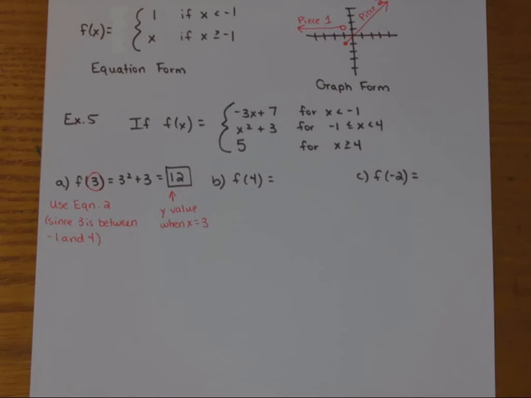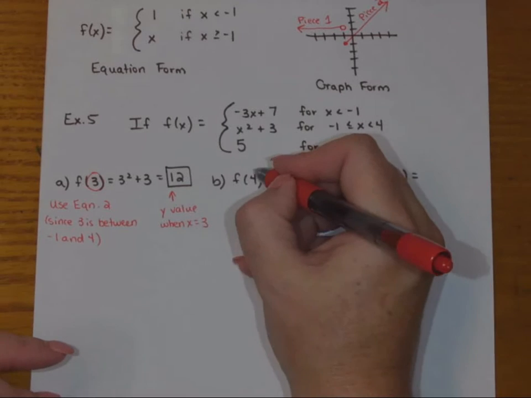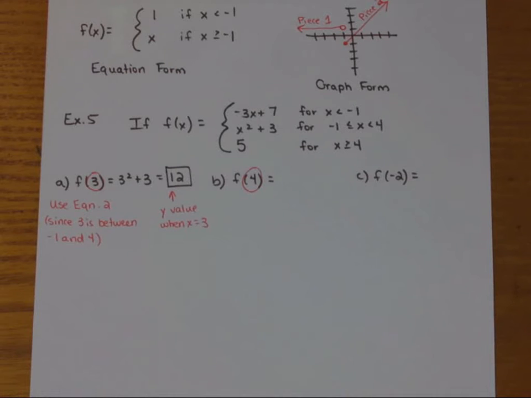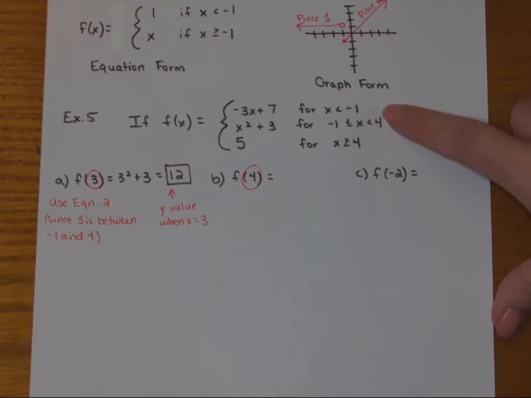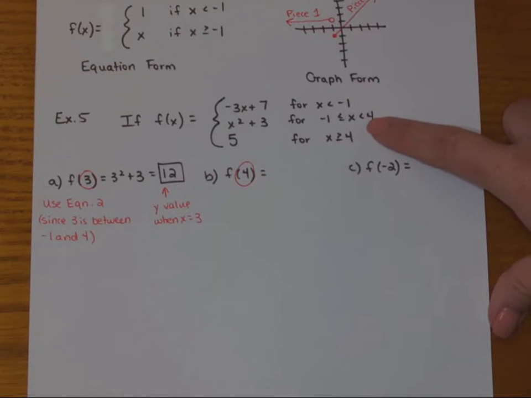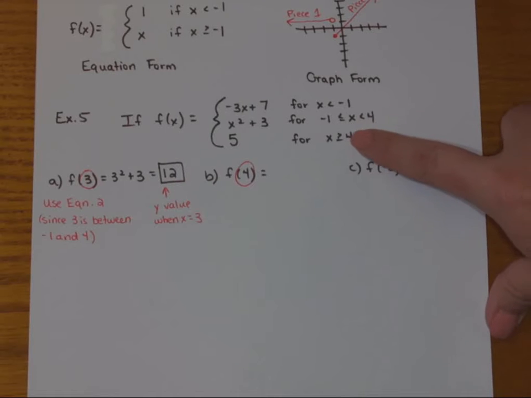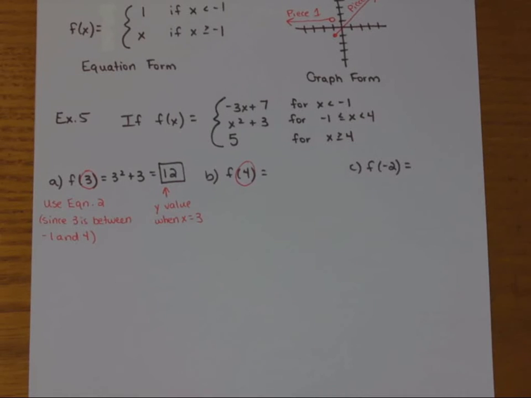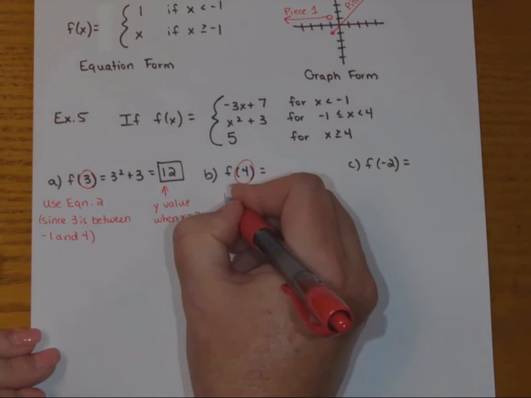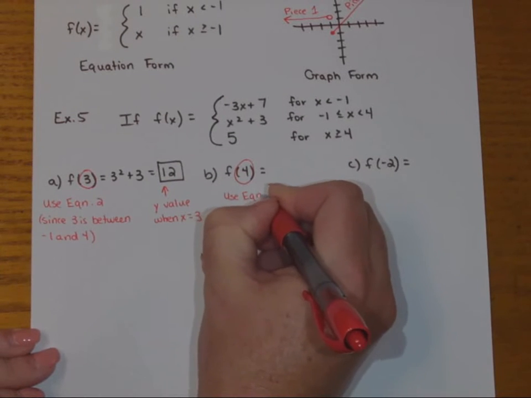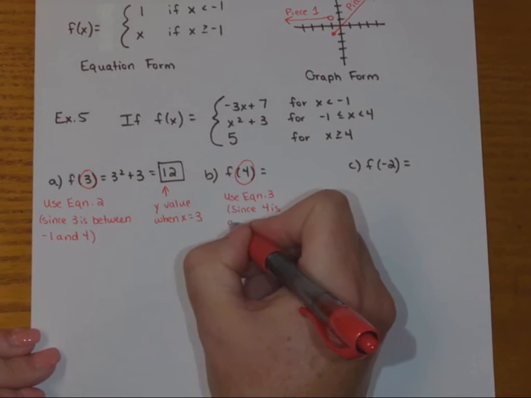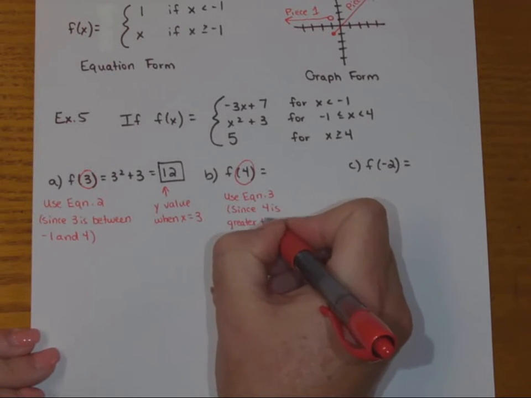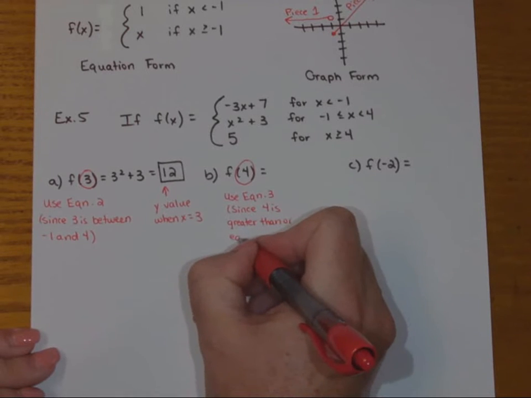All right, so let's move on to the second one. This time x is 4. Again, we're going to run through our list. Is our x value less than -1? The answer is no. Is it between -1 and 4? That's a little iffy, but notice this does not actually include 4 itself. So that's a no for this one. Notice this is greater than or equal to 4, so we would use equation 3, and that's because 4 is greater than or equal to 4.